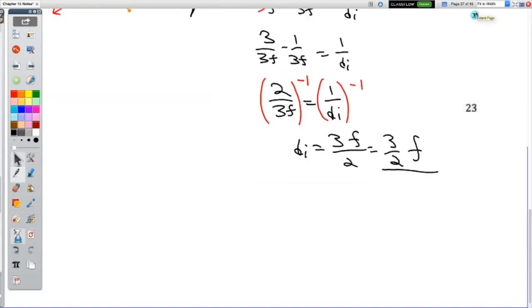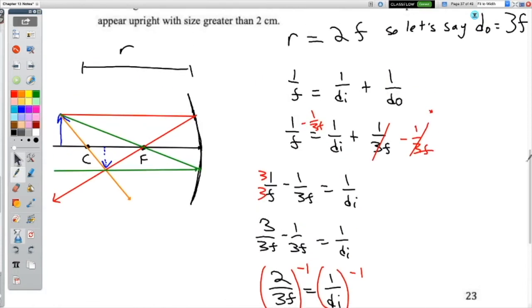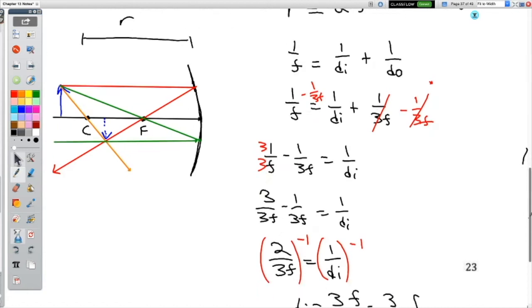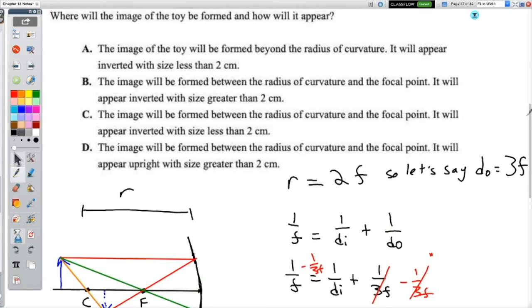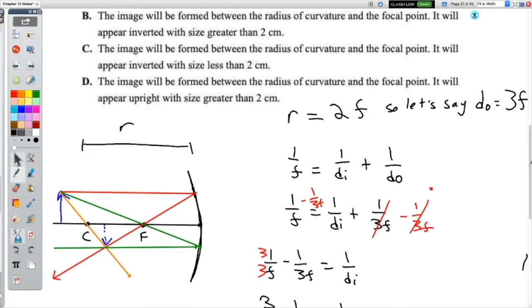So if DI is 1.5 F, is it beyond C? This is F, this is 2F. If it's 1.5 F, here is DI, like our ray diagram predicted. Yes. So that tells us that F is smaller than DI, because DI is 1.5 F, but DI is smaller than the radius of curvature. Like we did with our ray diagram, we can now eliminate A. However, we can't eliminate B, C, or D just based on where the image is.